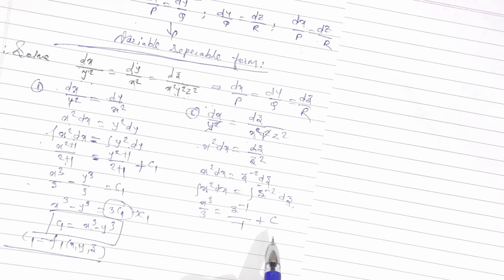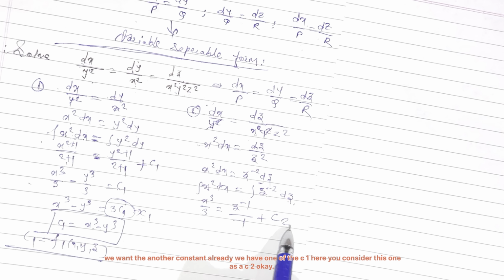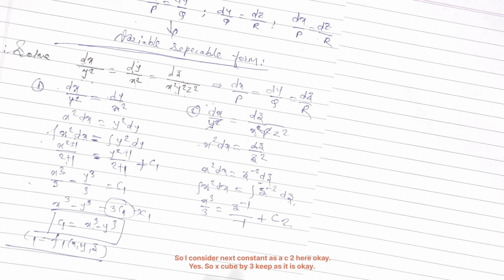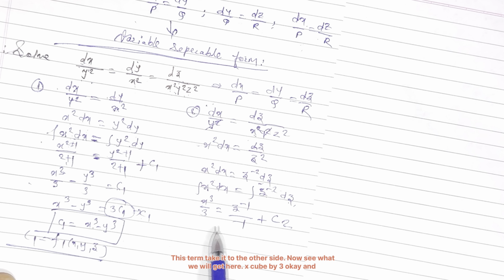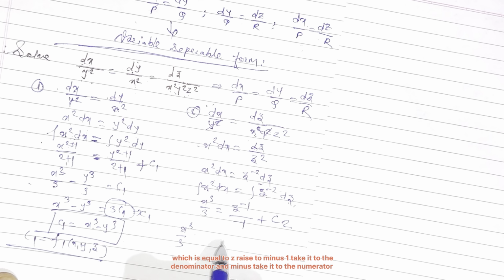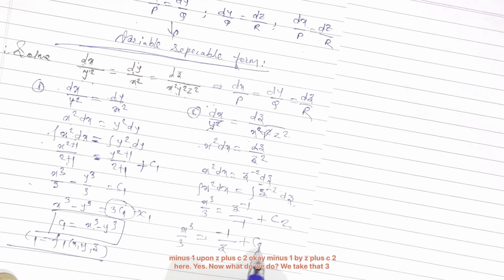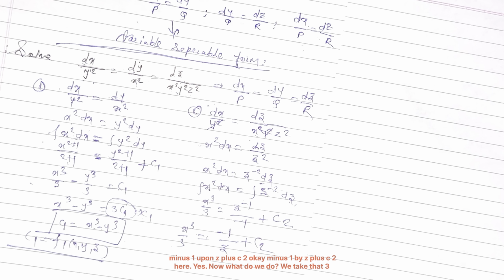We want another constant. Already we have c1 here, so consider this one as c2. So I consider the next constant as c2 here. X cube by 3 keeps as it is. This term take it to the other side. Now see what we get here: x cube by 3 is equal to z raised to minus 1, take it to the denominator and the minus to the numerator, minus 1 upon z plus c2.